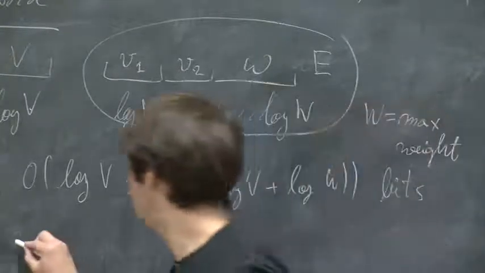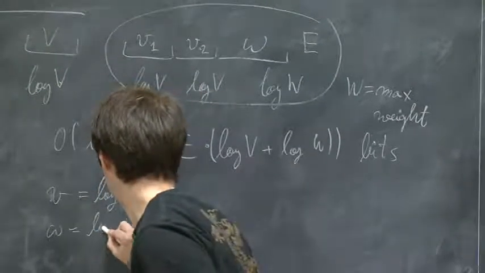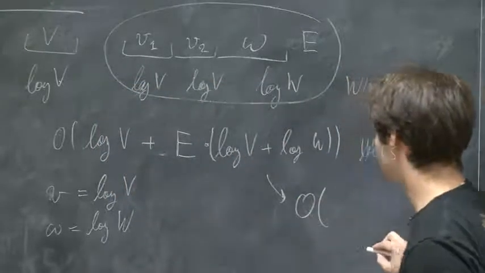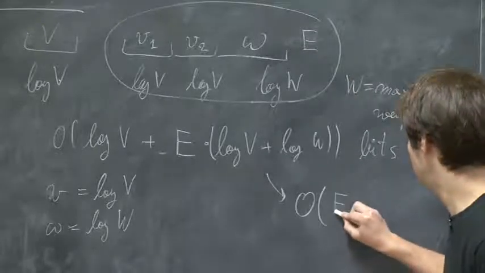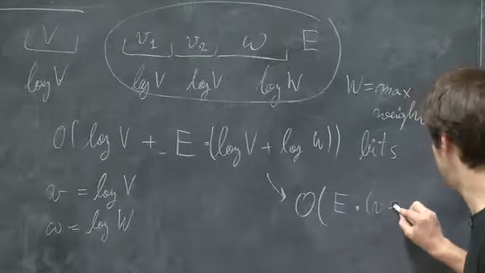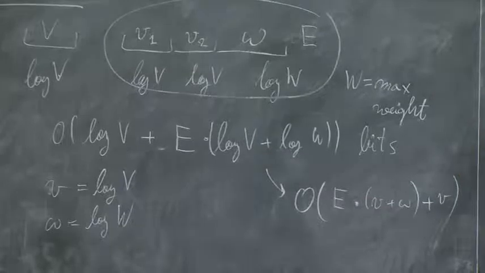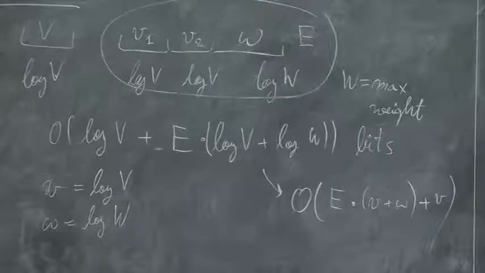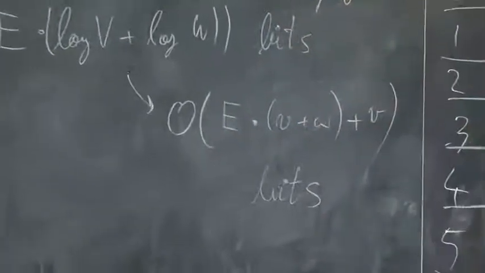Okay, now let's say little v is log V, little w is log W. So then this is order of how many bits do I have here? E times (v plus w plus v), right? I just replaced the logs with these variables. This is how many bits.